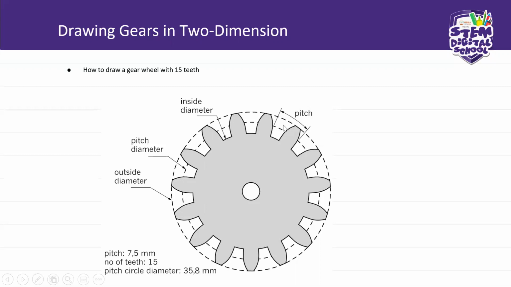This is your pitch, okay? Now, the pitch here is specified to be 7.5 millimeters. I'll show you how you measure that. Then, number of teeth is 15. Pitch circle, it's 35.8 millimeters. Please practice this, okay?